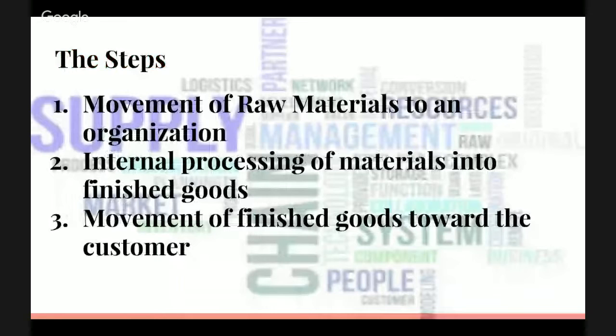The steps involved in the supply chain management process are quite simple and logical. One can always look into them in more detail, but on the basic level, they involve number one, the movement of raw materials from a supplier to an organization. Number two, internal processing of the materials into finished goods. And lastly, the movement of finished goods out of the organization and toward the customer.